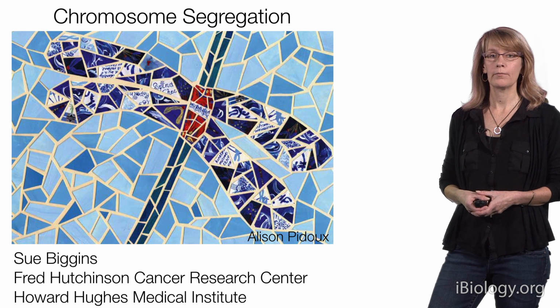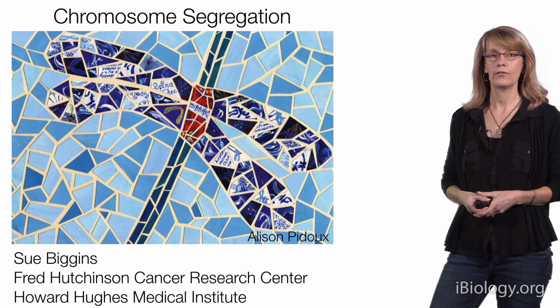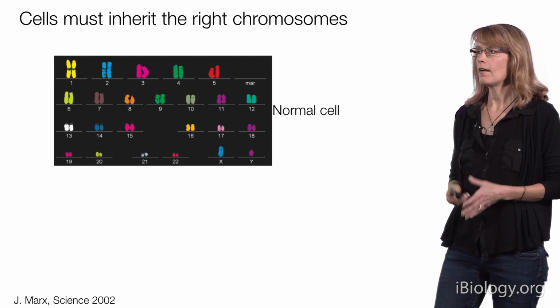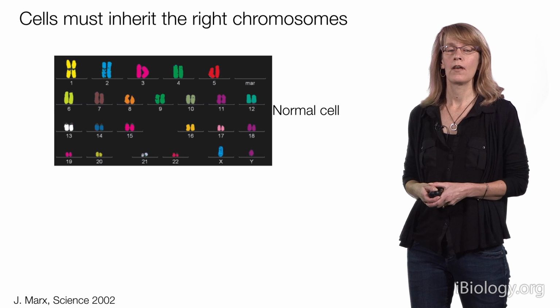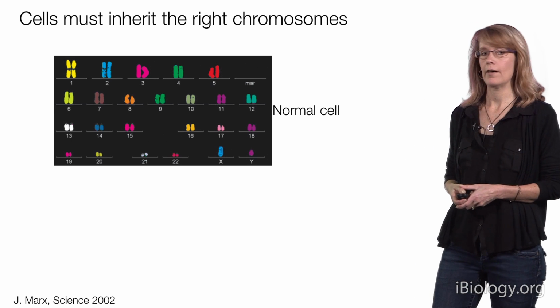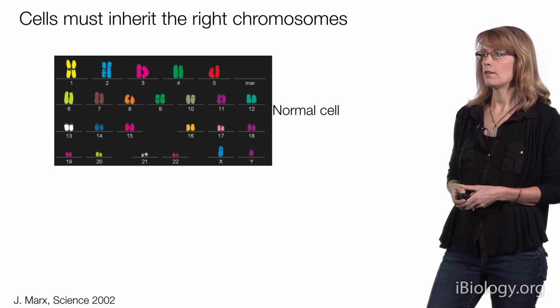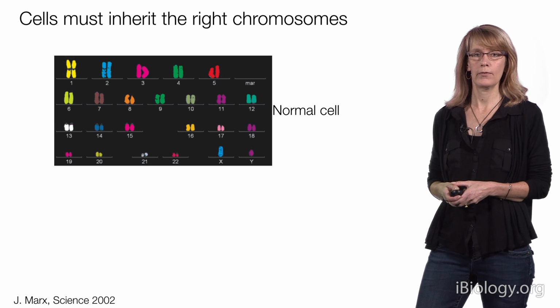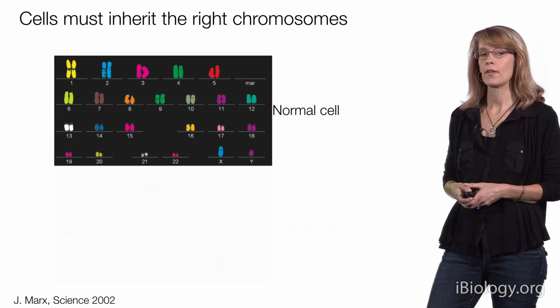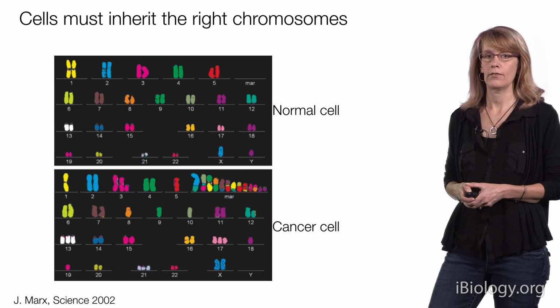Today, I'm going to talk about the process of chromosome segregation, which ensures that your cells inherit the right chromosomes when they divide. Cells must inherit the right chromosomes. This is a karyotype of a normal cell. These are chromosome spreads, and you can see that you have two copies of every chromosome, one from mom and one from dad. This looks really different in a cancer cell.